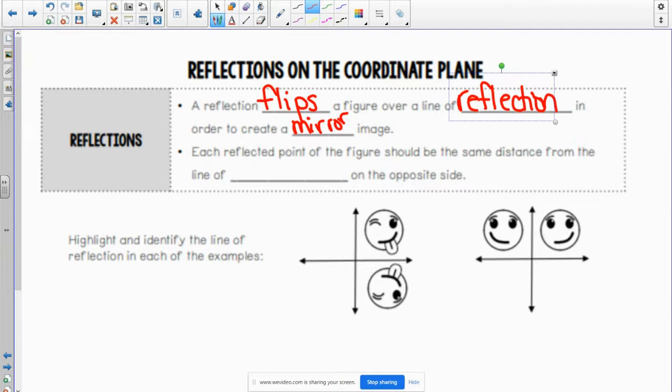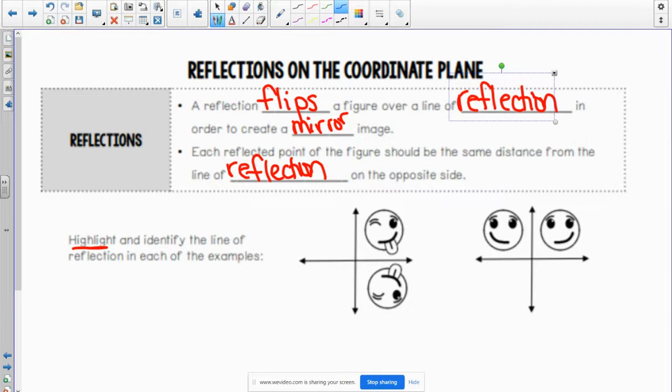When you get into high school and do more geometry and transformation, you'll reflect over different lines, different vertical and horizontal lines, but for 8th grade math, we're just going to focus on the x-axis and the y-axis. Each reflection point of the figure should be the same distance from the line of reflection. So I'll talk about that as we reflect. Highlight and identify the lines of reflection. So this is what I was just talking about.